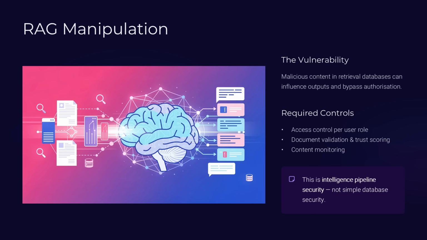For example, imagine a procurement system where artificial intelligence retrieves vendor information. If a malicious document is inserted that alters risk scoring details, the model may present inaccurate risk assessments. Retrieval systems must therefore include access control, document validation, trust scoring, and content monitoring. This is not a simple extension of database security. It is intelligence pipeline security.